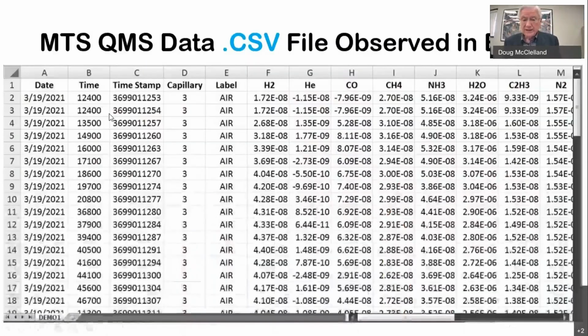So all of this data is gathered together and taken rapidly and in real time. The data has a timestamp so that you can sort out how to plot it and where it arrived in time. It identifies what capillary it came from and labels that this was an air sample. And so you can see all of the different species that we have looked for, and there's some more of them off to the right.